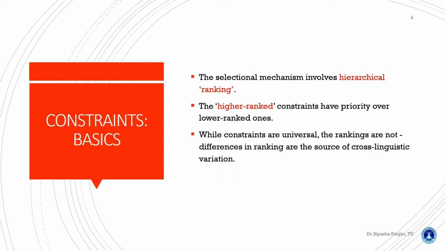While constraints are universal, the rankings are not. Differences in ranking are the source of cross-linguistic variation. So why are languages different from each other if the constraints are universal? The constraints are universal. They are there in our mental lexicon. They are there in the universal grammar. But why do languages sound different from each other? Because the ranking of the constraints is different from one language to the other.